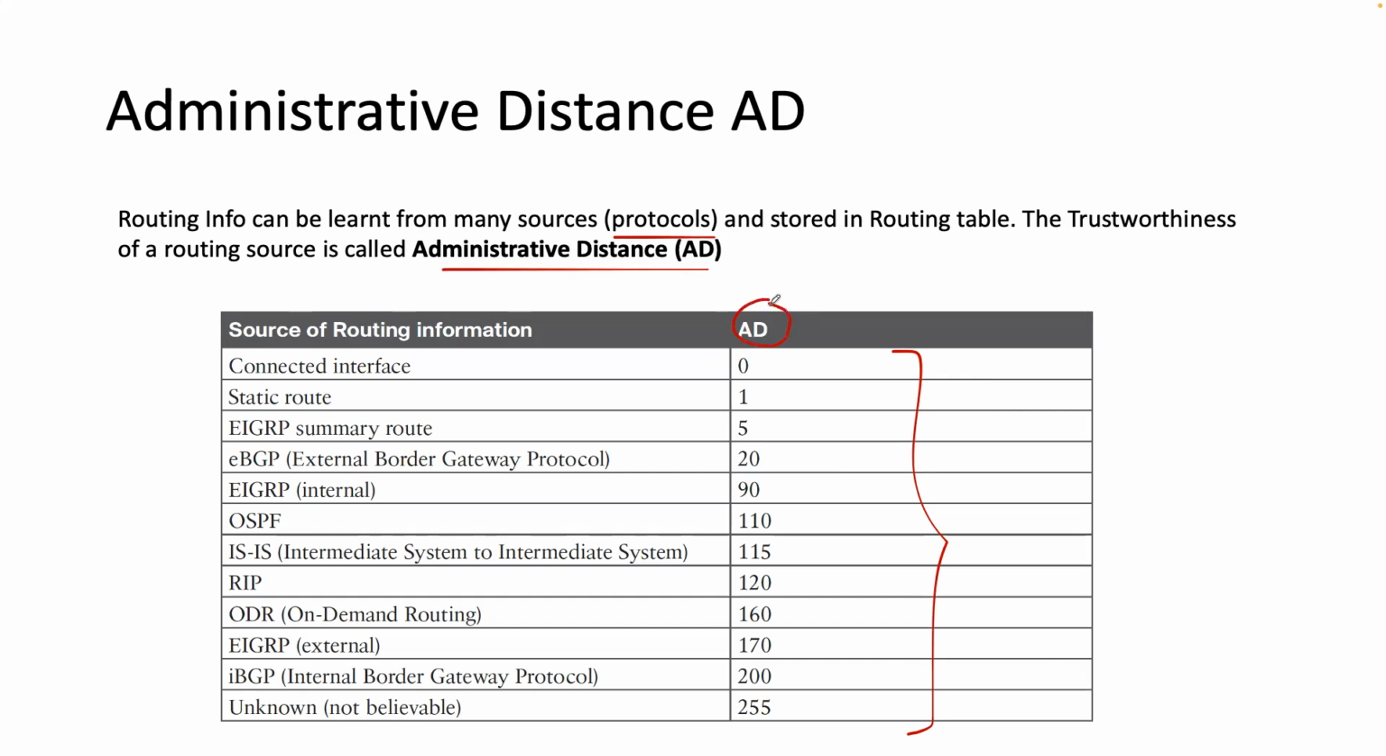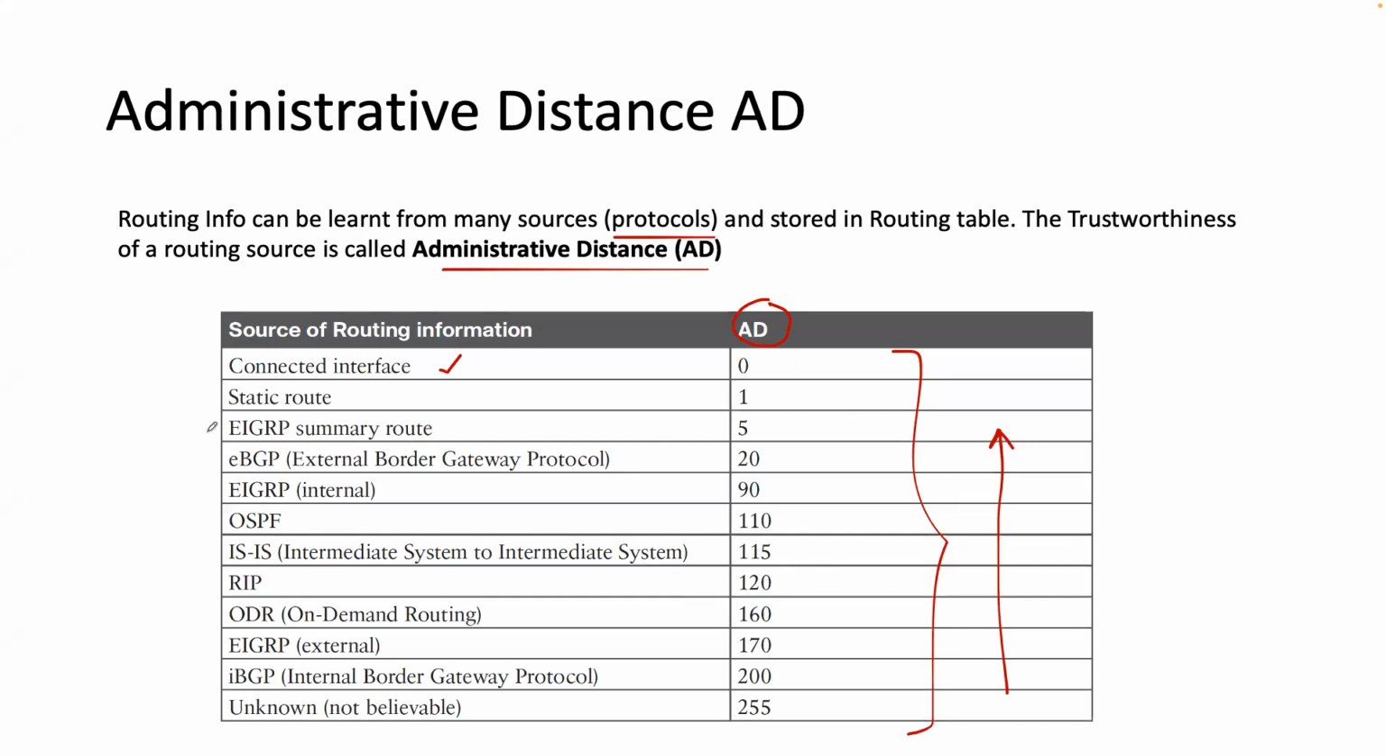For comparing two different sources, let's say from two different sources I'm receiving a route, which one will be more preferred, or which one will be stored in my routing table? That will depend upon the value of this AD. The least AD value is more preferred, so preference is increasing in this order. Most preferred is a connected interface, then comes static, and so on and so forth.